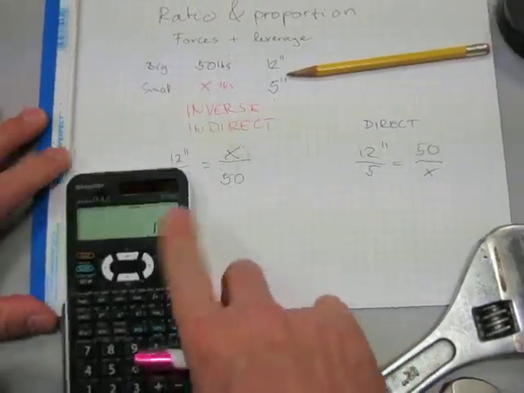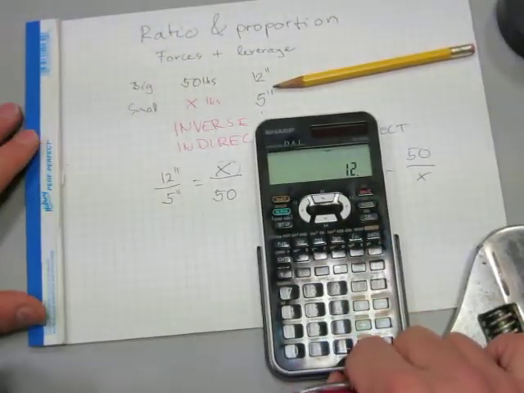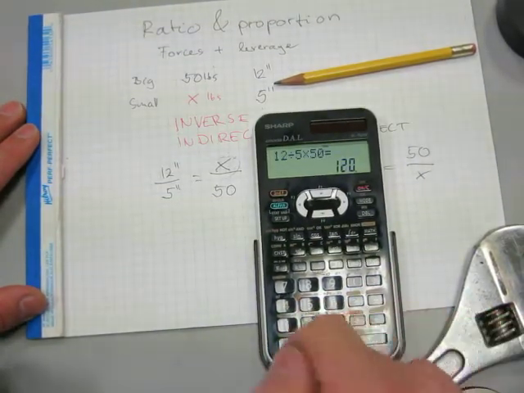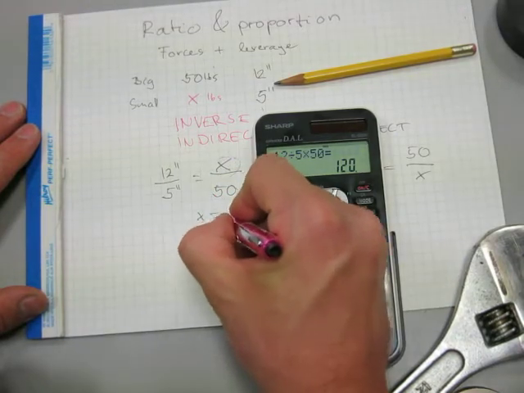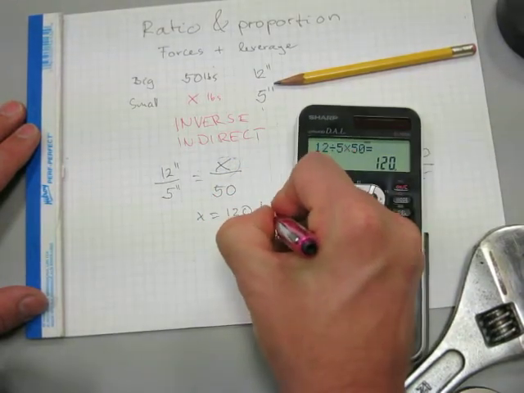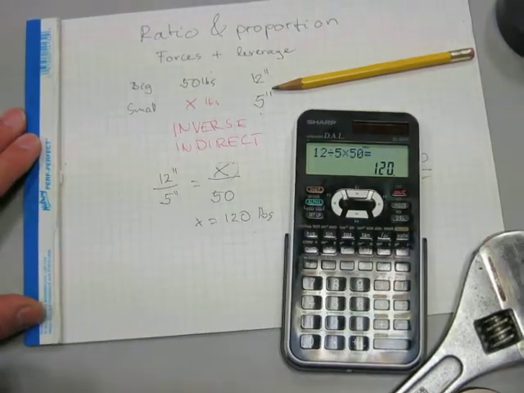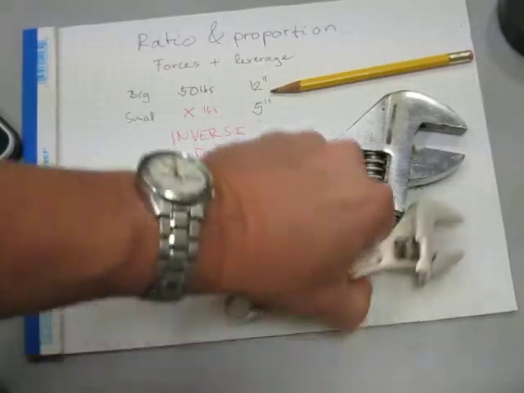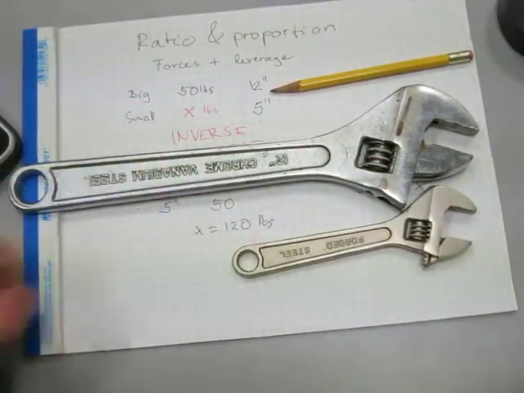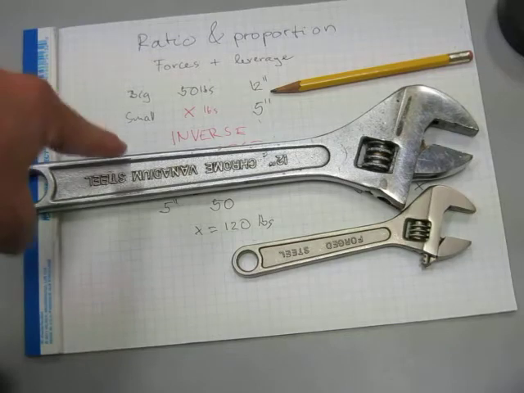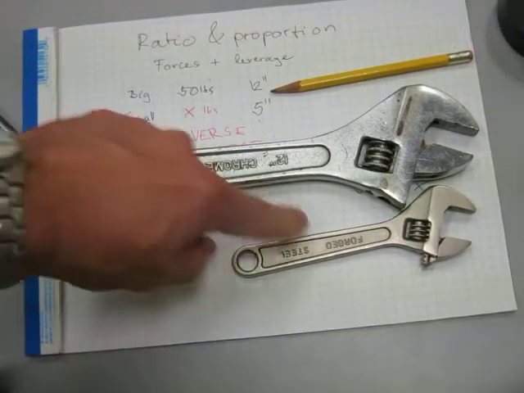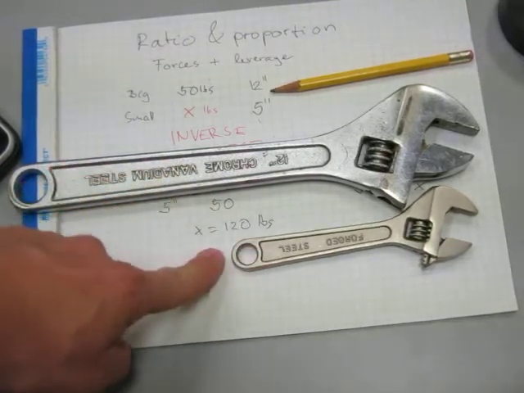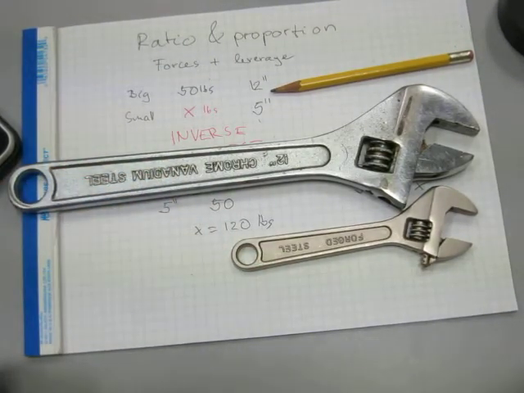12 divided by 5 times 50. That's 120 pounds force to be exerted on the small wrench. And that kind of makes sense. Here is the big one, here is the small one. To keep the small one from spinning, when you exert 50 pounds of grunt on this one, you have to be hanging on for dear life and have a death grip on this one, exerting a force of 120 pounds on the small one.